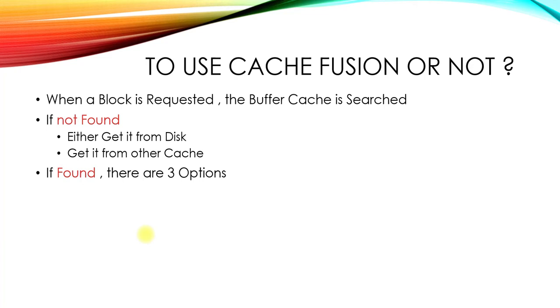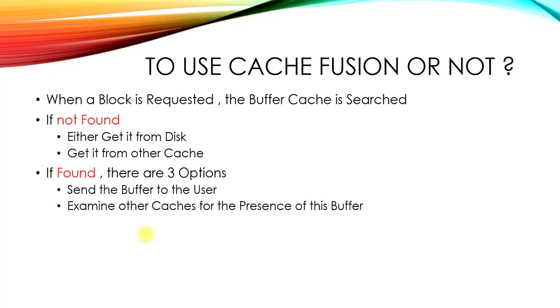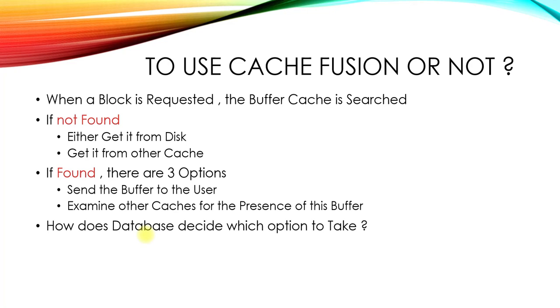And if it is found, then there are two options: either send the buffer to the user, or examine the other caches for the presence of this buffer. That can be done. In all these situations, how does the database decide which option to take, what it should do and what action it should perform?